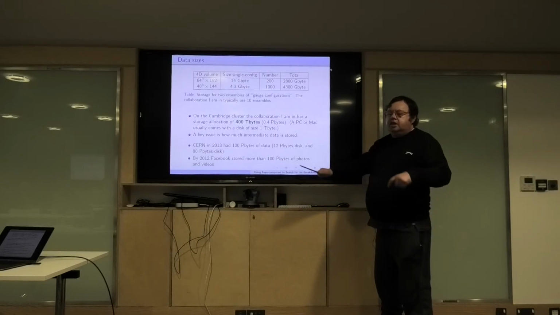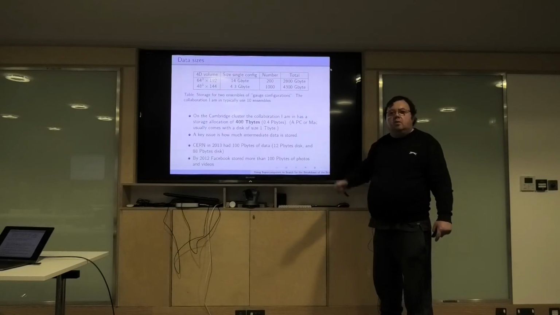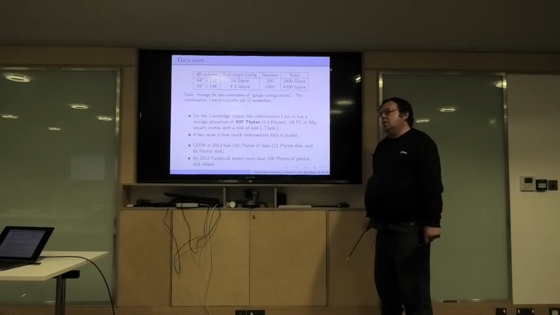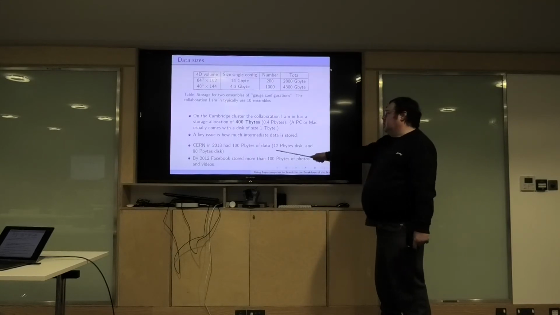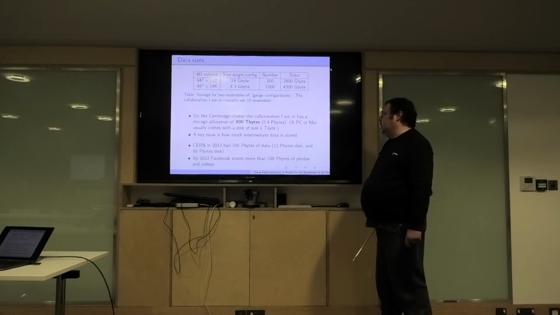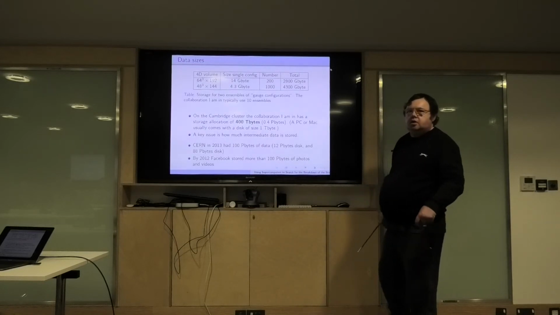But the thing is, when you're moving data around, sometimes data is generated on different supercomputers around the country. You've got to move things around over the network. It's slow. Copying stuff around, slow. These are old figures, these are what I found. CERN in 2013 had 100 petabytes. A petabyte is 1,000 terabytes. Facebook had 100 petabytes. So it's small relative to that, but still a decent chunk of stuff.